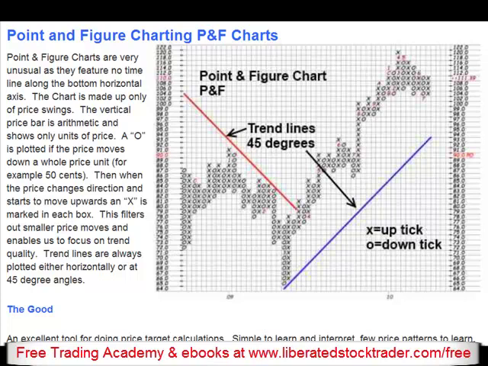The good, an excellent tool for doing price target calculations, simple to learn and interpret, and has very few price patterns to learn. The bad. Learning this type of charting can be easiest when performing the chart by hand. This means you marking the X and the O on a piece of paper. This can also be very time consuming. Few services offer point and figure charts. However, stockcharts.com offers a free point and figure charting service that is well worth investigating.